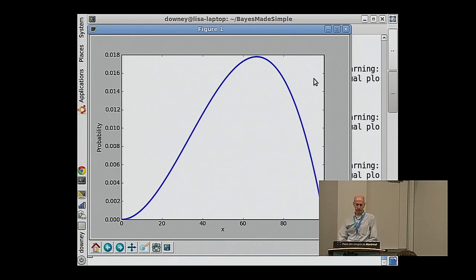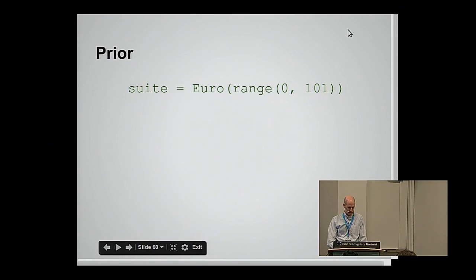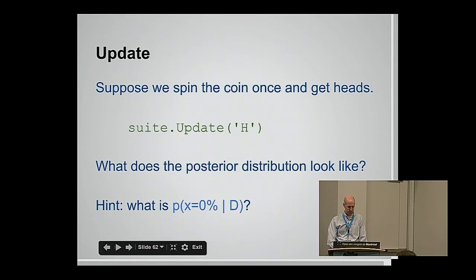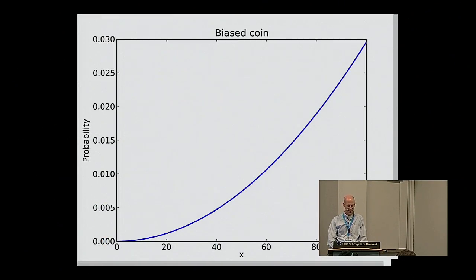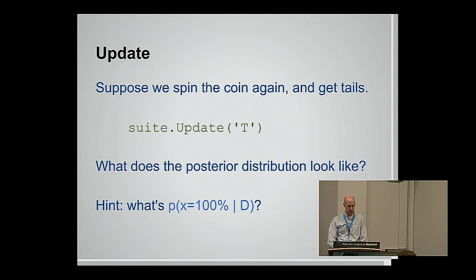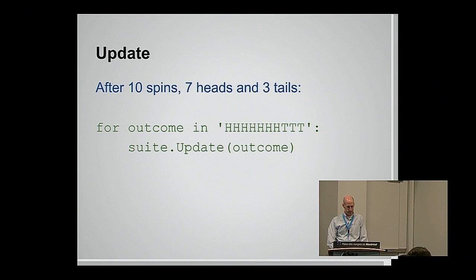Good so far? Okay. So if you want, you can now put in, we've seen that. That was the prior. There's what it looks like after 1 heads. 2 heads. 2 heads and 1 tail. And now if you want, why don't you put in this loop? Why don't you add in, let's say that we've seen 7 heads and 3 tails. You could try that out.